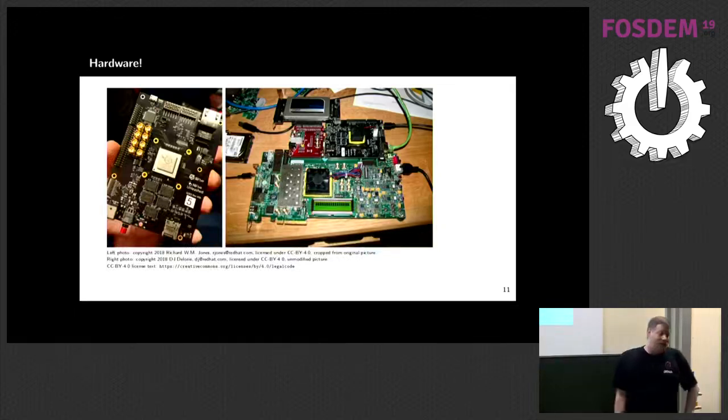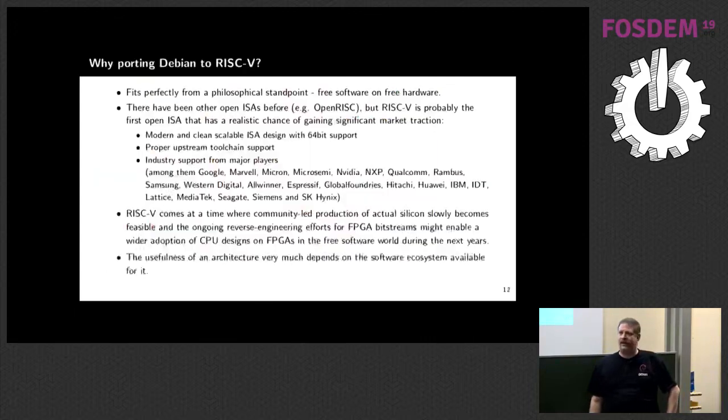So why port Debian to RISC V? From a philosophical point of view, Debian and RISC V are a perfect match. We have open source hardware, we have open source software, and we would like to combine those two. There have been efforts of porting Debian to OpenRISC, but those have not been successful because of the GCC problematic, because we would have to have shipped different GCC versions on different platforms, which is something that Debian does not do. Debian uses the same versions on all platforms, so that was not an option.